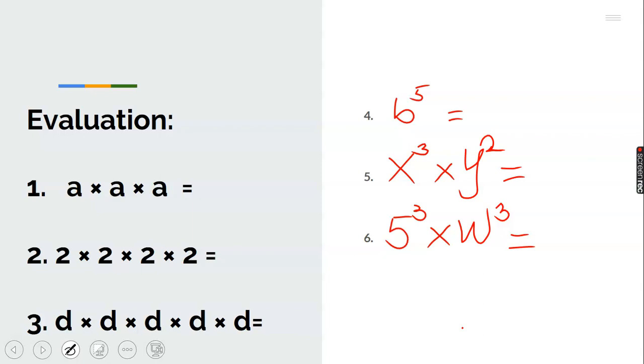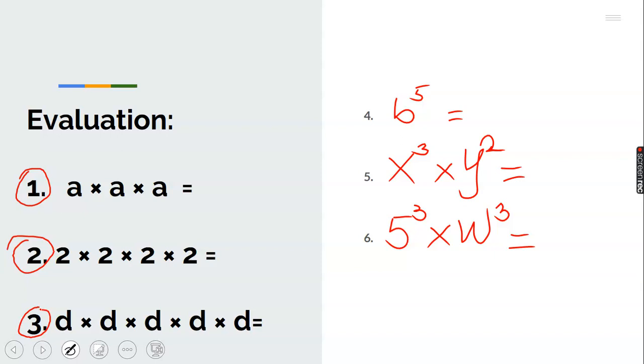So these are the classwork you are going to try. Look at the first one. A times A times A is what? You write your answer out. The second one, 2 times 2 times 2 times 2, you write that. That's 2 raised to power what? Okay. Look at the third one. D times D times D times D times D. That's D raised to power what? You put your answer there.